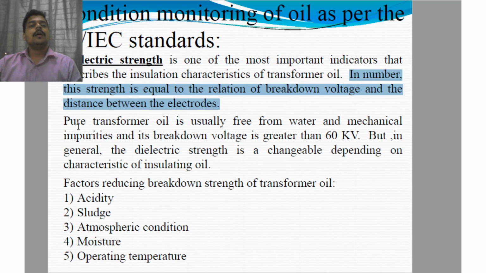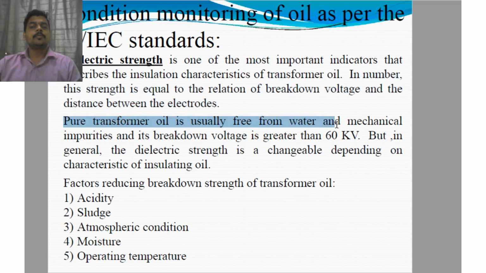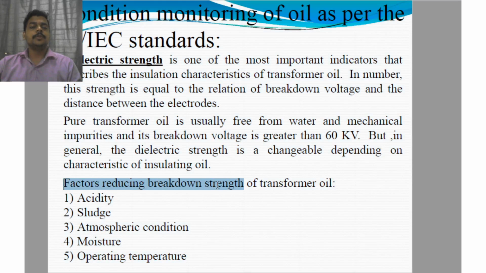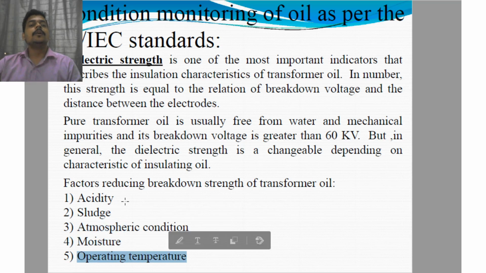Now pure transformer oil is usually free from water and mechanical impurities, and its breakdown voltage is greater than 60 kilovolt. But in general, the dielectric strength is changeable depending on the characteristic of the insulating oil. Now there are factors reducing the breakdown strength of the transformer oil. Acidity, sludge, atmospheric condition, moisture and operating temperature affect the breakdown strength.